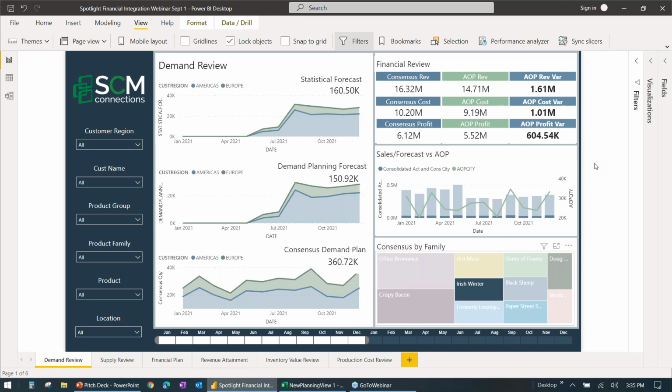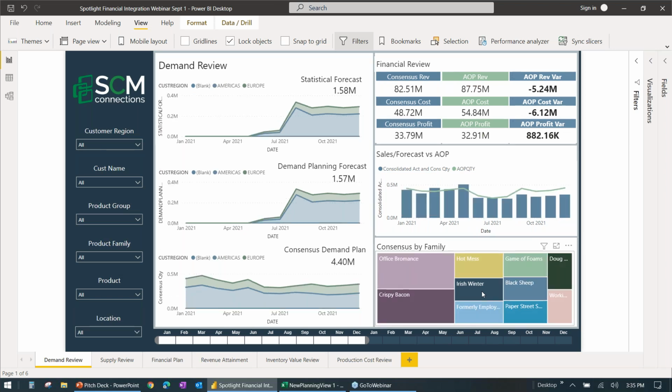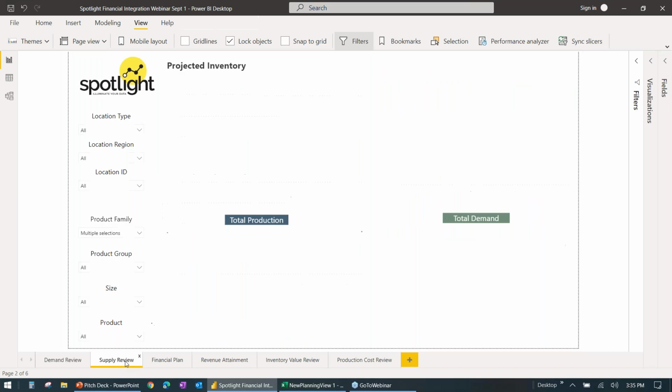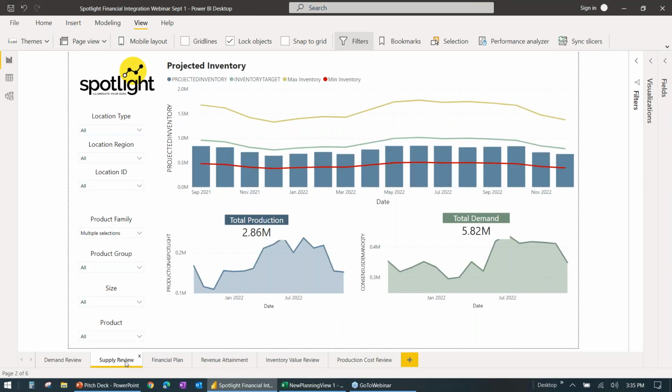We're saying, okay, what are the quantities? How am I viewing this? What am I hitting on the quantity side, and how's that impacting my financial plan? Now, keep in mind, all of this information is coming from IBP, and that's where it's being stored. Now I'm going to move on to the supply review.